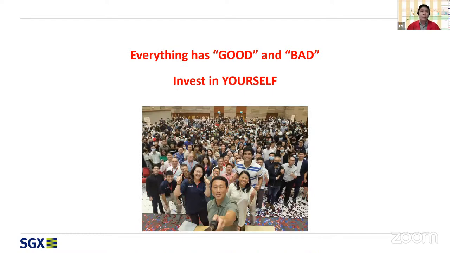Now, finally, during Sunday's session, our Minister Ong Ye Kung actually mentioned this: everything that's good, that's bad. Later, he will use this good and bad to explain a lot of things. I would like to borrow this as well, so I will use this throughout my session today.